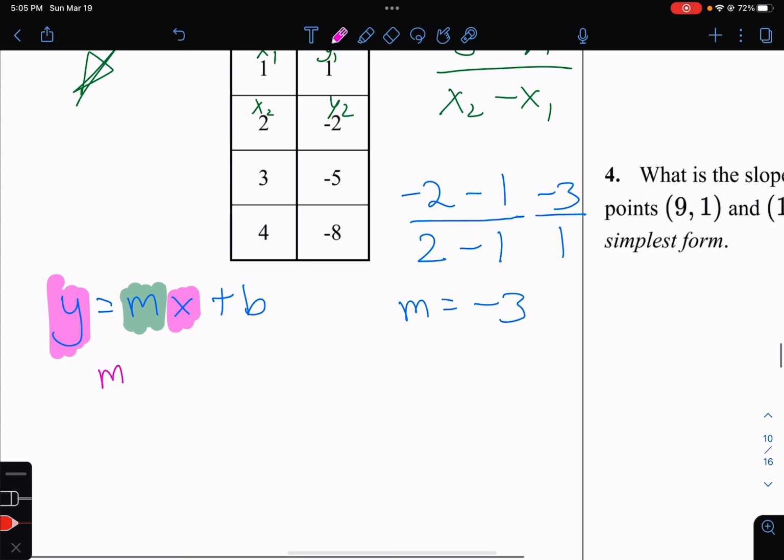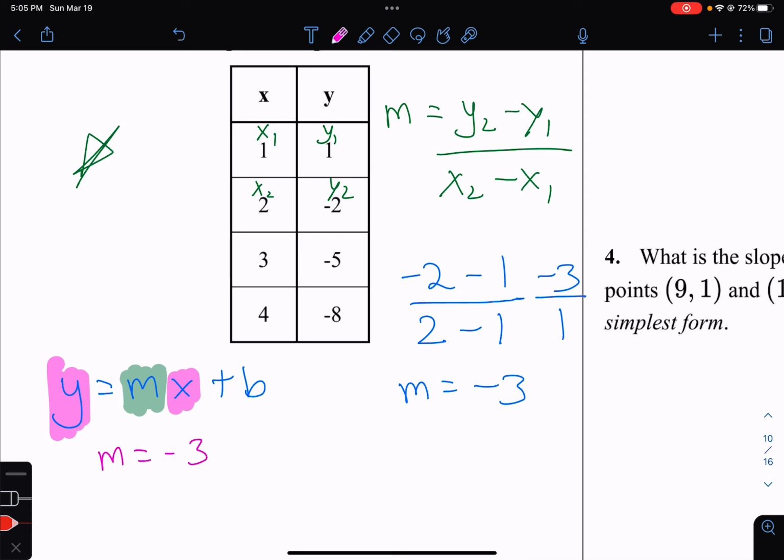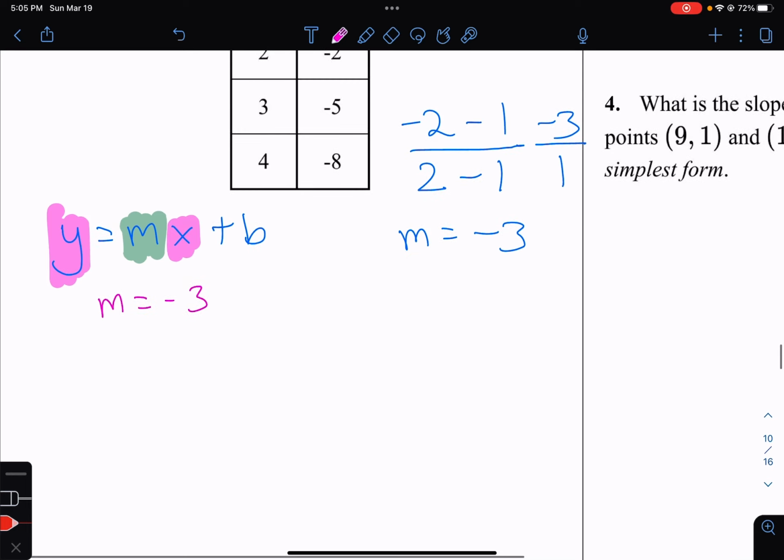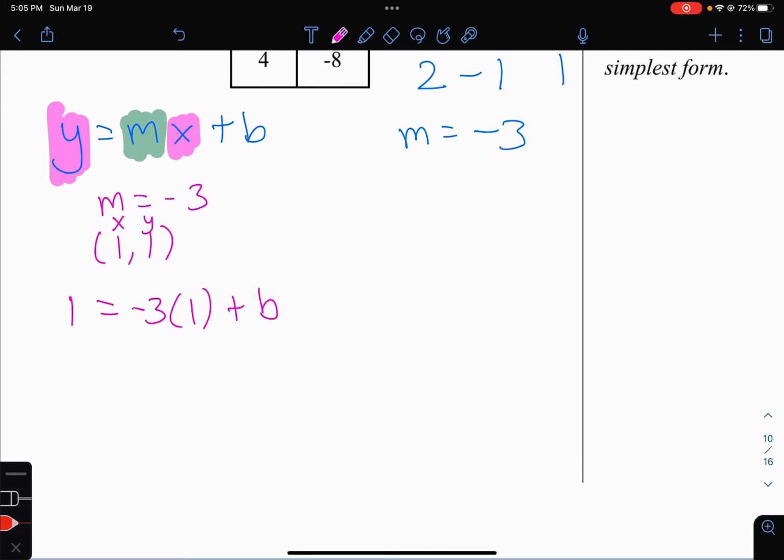So we know that our m is negative 3, and then let's just pick a random point from the chart. Why don't we just pick (1, 1)? So that means I'm going to plug a 1 in for my x and a 1 in for my y. So I end up with 1 equals negative 3 times 1 plus b. So I get 1 equals negative 3 plus b. I'm going to add 3 to both sides to solve for b, and I get that b is 4.